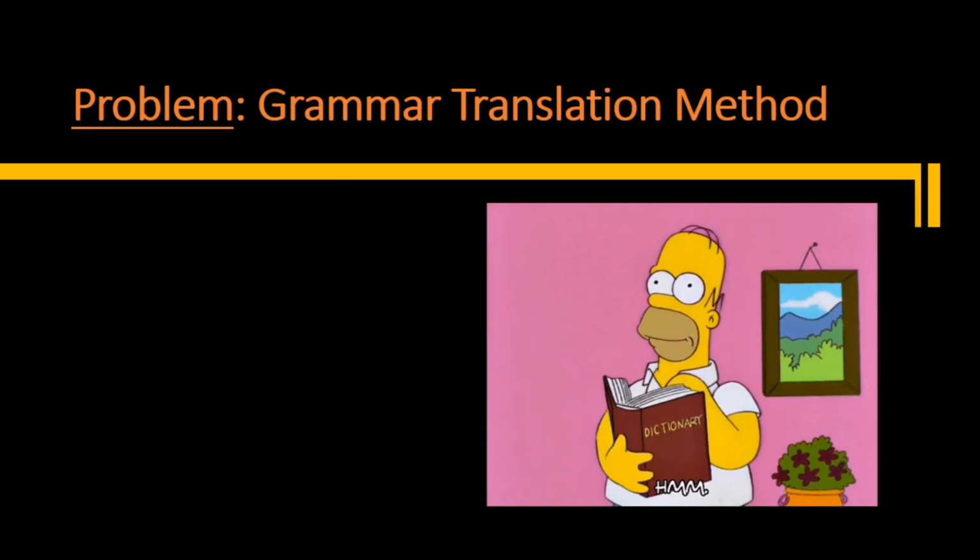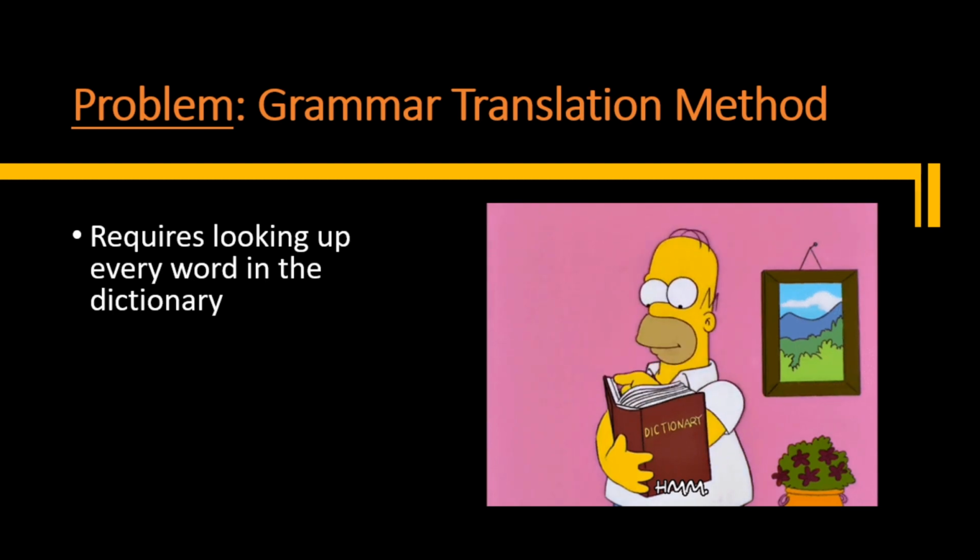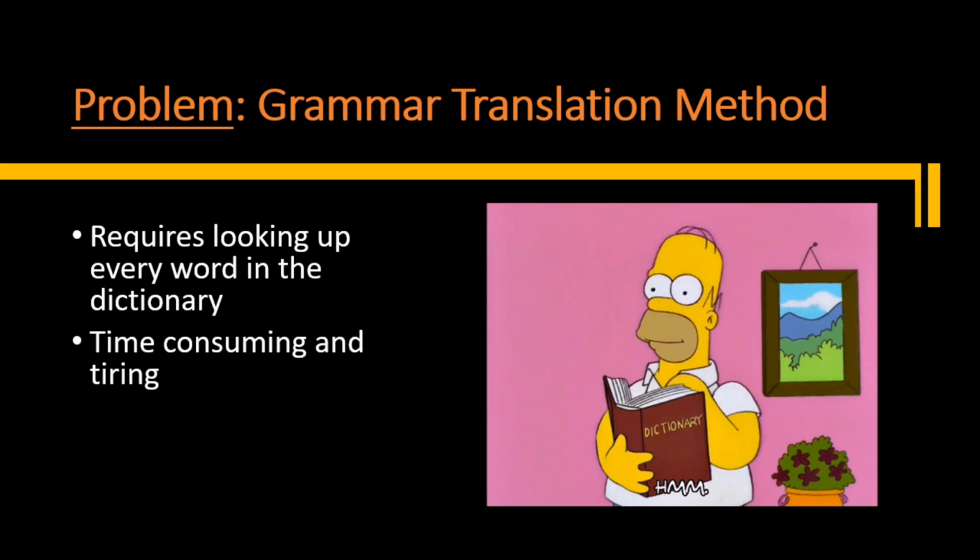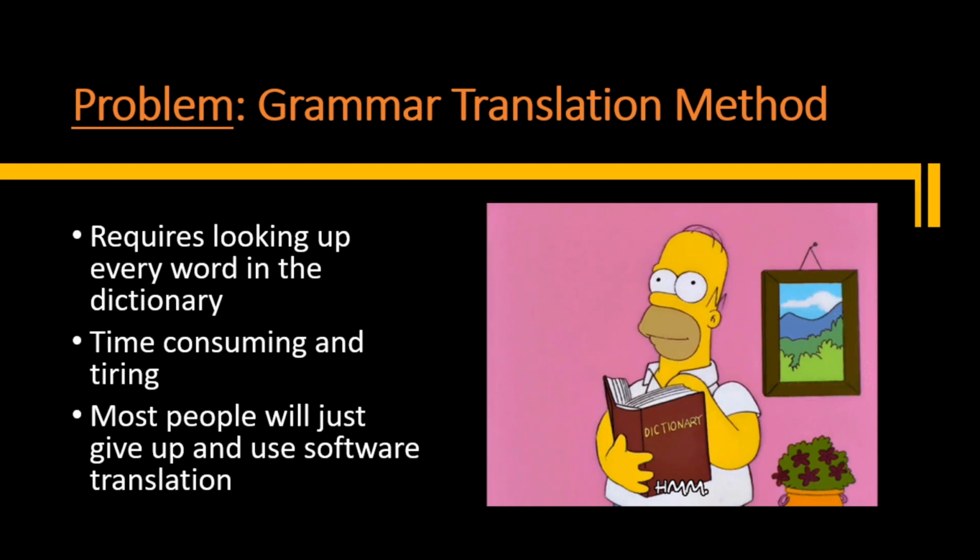The problem with the grammar translation method is that it requires looking up every single word in the dictionary. You must know the meaning of every word before you translate a sentence accurately. It is very time-consuming and tiring. In fact, most people today do not even attempt this anymore. They simply try to use translation software. Translation software may be a solution for some situations, but it is not a perfect solution.